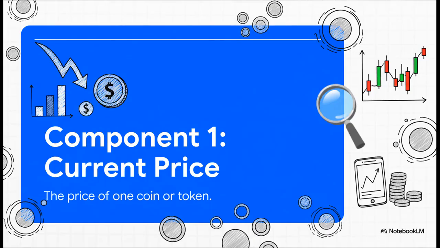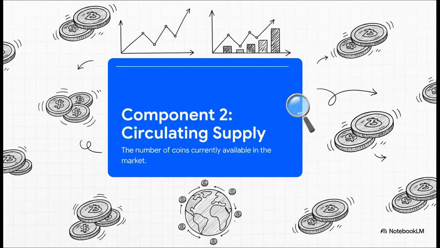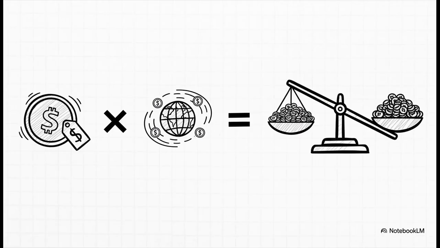First up, you need the piece of the puzzle we already know, the current price of a single coin. This is the number you're seeing on all the exchanges, changing every second. The second piece, which is just as important, is the circulating supply. This is simply the total number of coins that are actually out there in the wild, available for you and me and everyone else to buy, sell, and trade. And putting it all together couldn't be easier. You just multiply the current price by the circulating supply, and that's it. Price times the number of available coins gives you the project's total value.